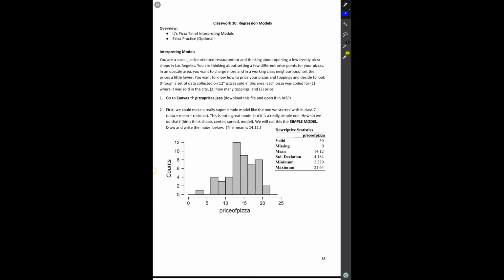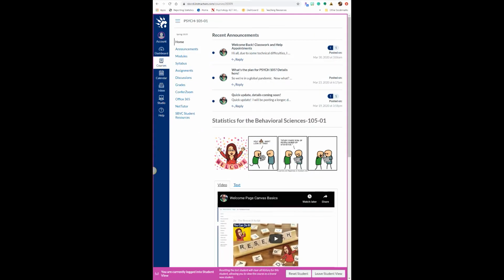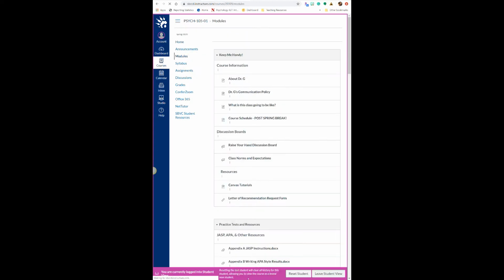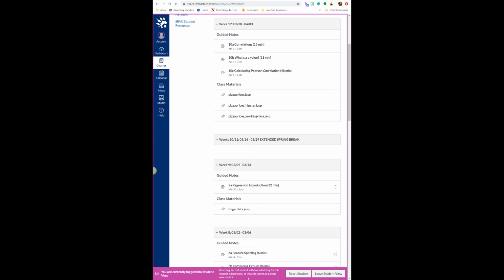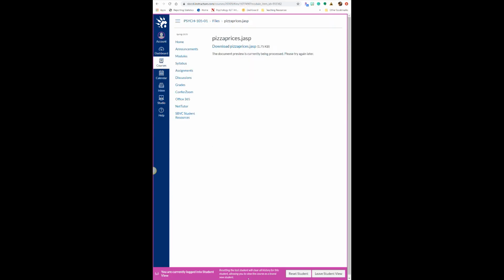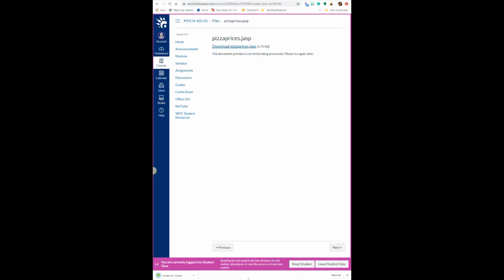Let's start by opening up the data file in Canvas. To do this, we're going to go to our Canvas homepage, then click on Modules, and you'll find it under this week's module. It's called pizzaprices.jasp. Click on the data link and then click Download pizzaprices.jasp. If you have JASP installed on your computer, it should download right away, although it may look a little different from my version. On mine, I can simply click it and it will open up JASP for me.